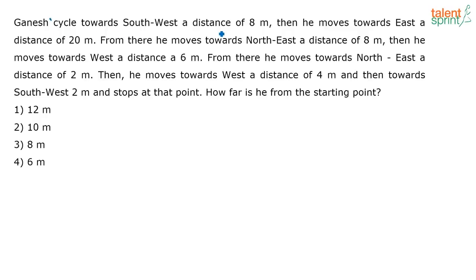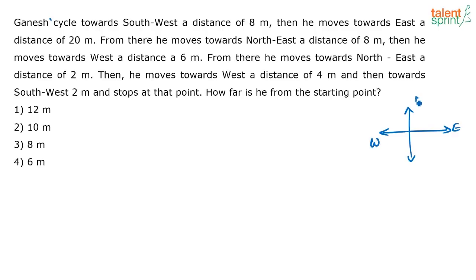Ganesh cycled towards southwest, a distance of 8 meters. Then he moves towards east, a distance of 20 meters. From there, he moves towards northeast, a distance of 8 meters, and so on. Some information is given. The question is, how far is he from his starting point? A very, very easy question on directions. You just need to draw the diagram correctly here.